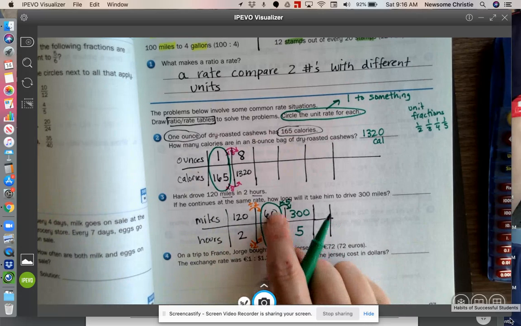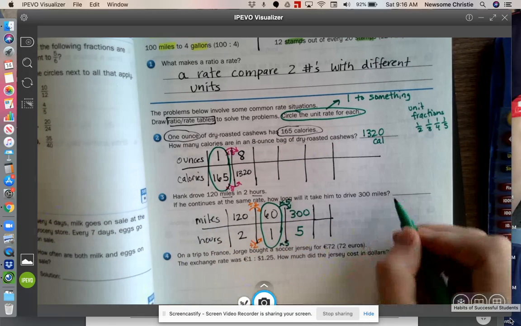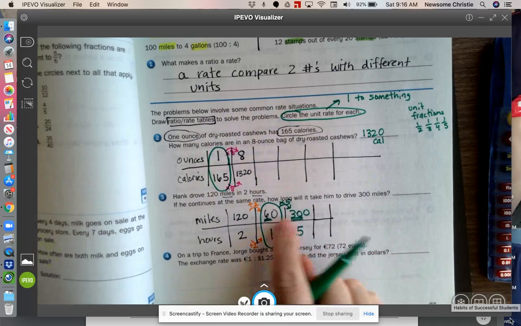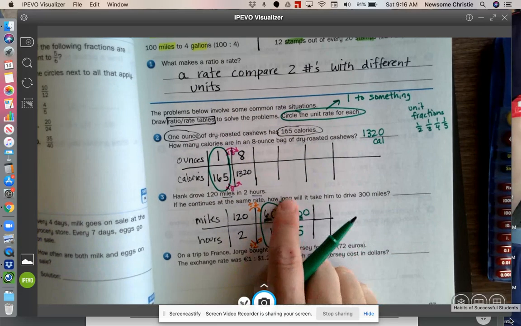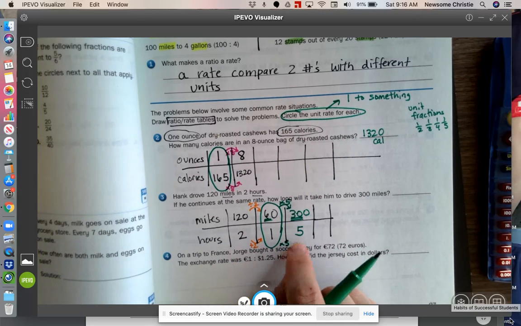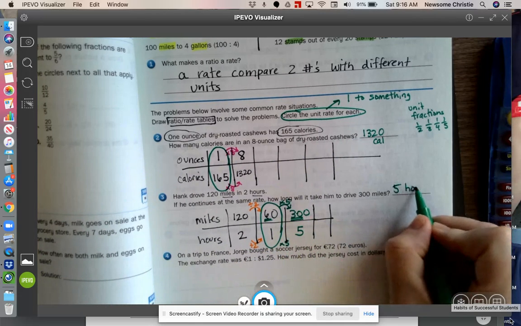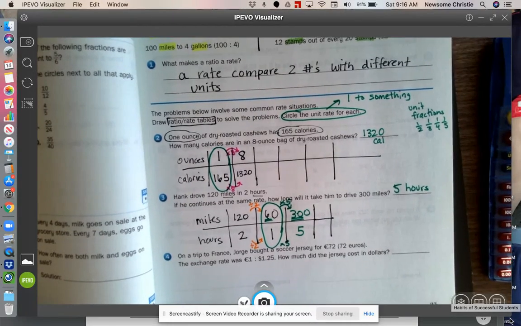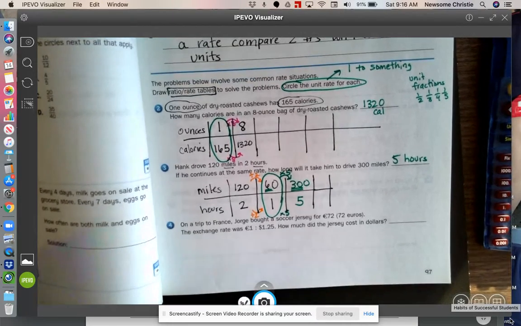And figuring out my unit rate is usually the best way to go there because usually you can find a little math fact that's going to help you. So 6 times 5 was 30, so 60 times 5 is 300. So it'll take me 5 hours to go that length of time. Okay? All right, let's do one more, and then I'm going to set you off on some work to do by yourself today.